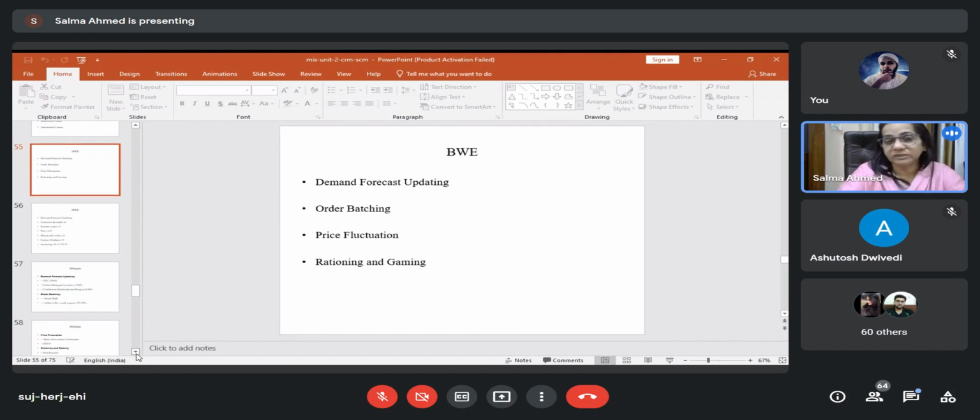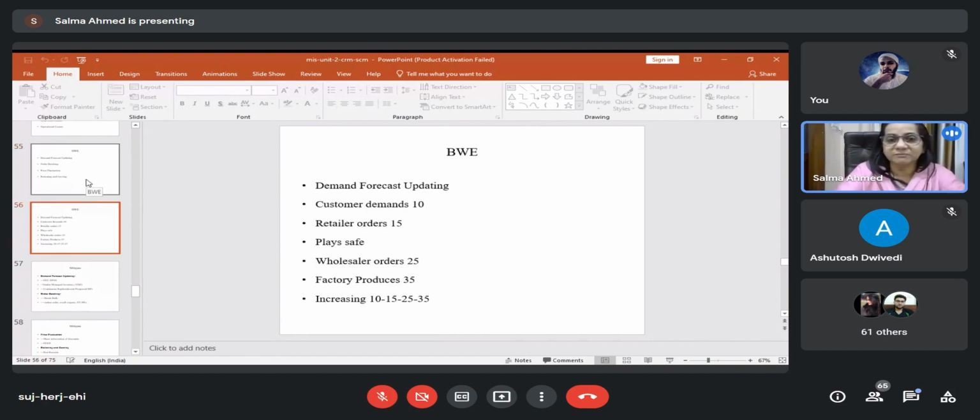which give rise to the bullwhip effect, which is also called the Forrester effect or BWE, bullwhip effect. And the major causes are demand forecast updating, order batching, price fluctuations, rationing, and gaming. So these are the basic causes: demand forecast updating, order batching, price fluctuation, rationing, and gaming.